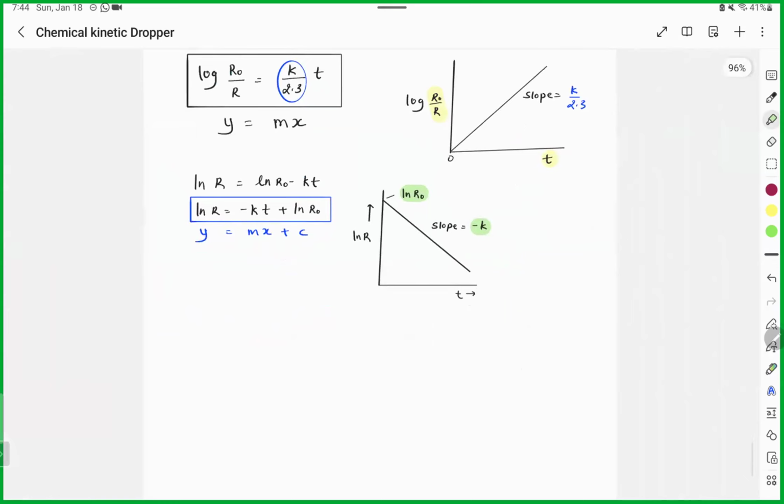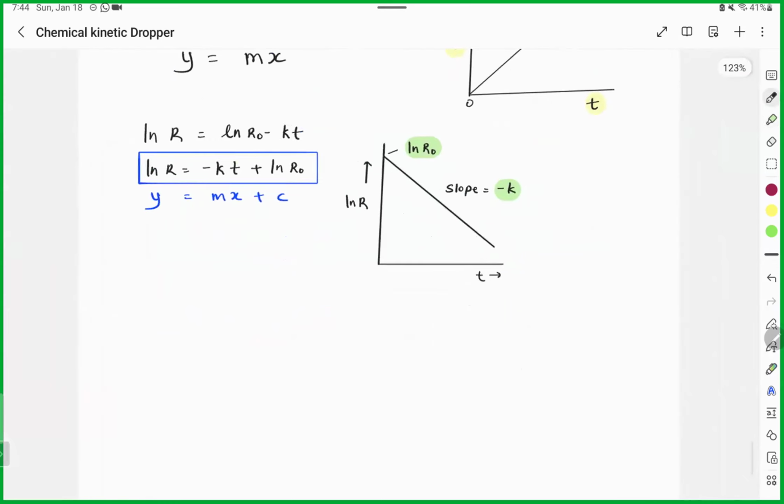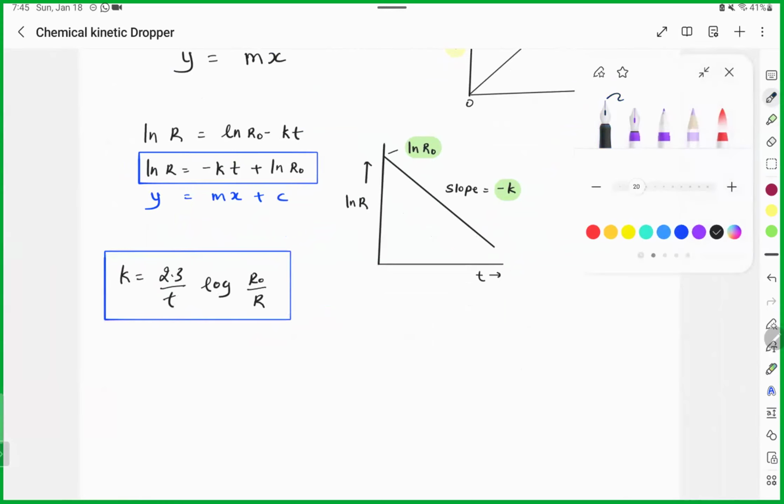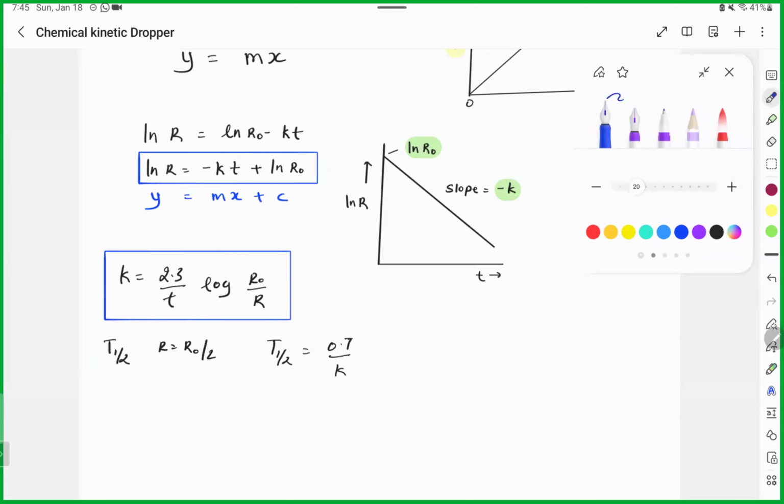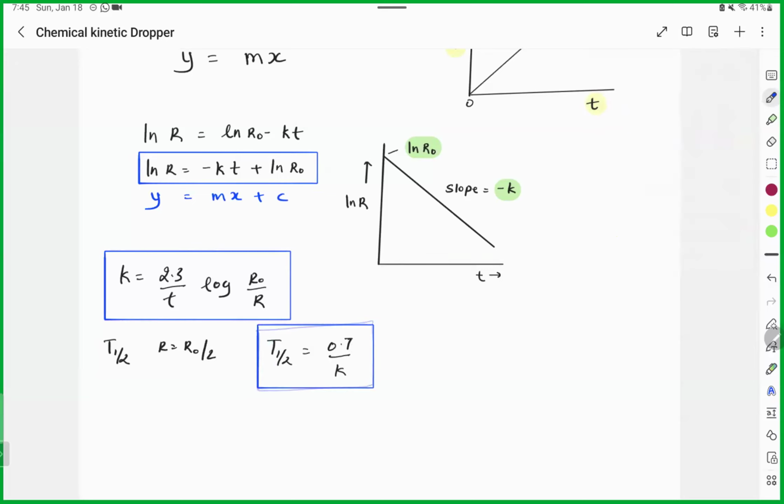Because the equation is easy. If you remember first order reaction, the simplest equation is k is equal to 2.3 by time, log R naught by R. This is the simplest equation. If you take half lifetime, your R value will become R naught by 2 and your half lifetime will be equal to 0.7 by k. Majority of questions will be done only by these two formulas. Only from these two formulas you can solve 90% of questions.